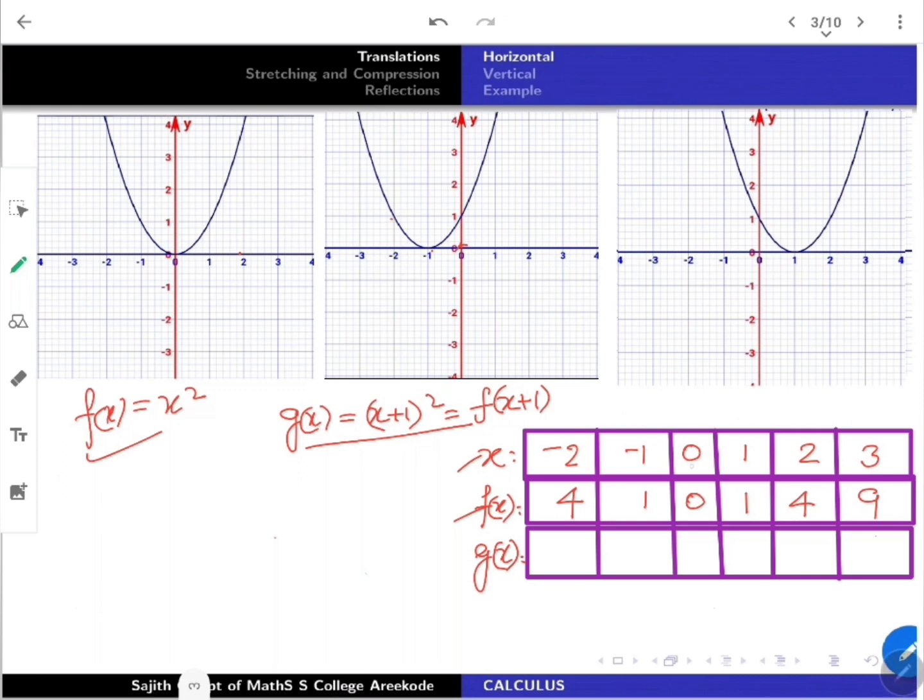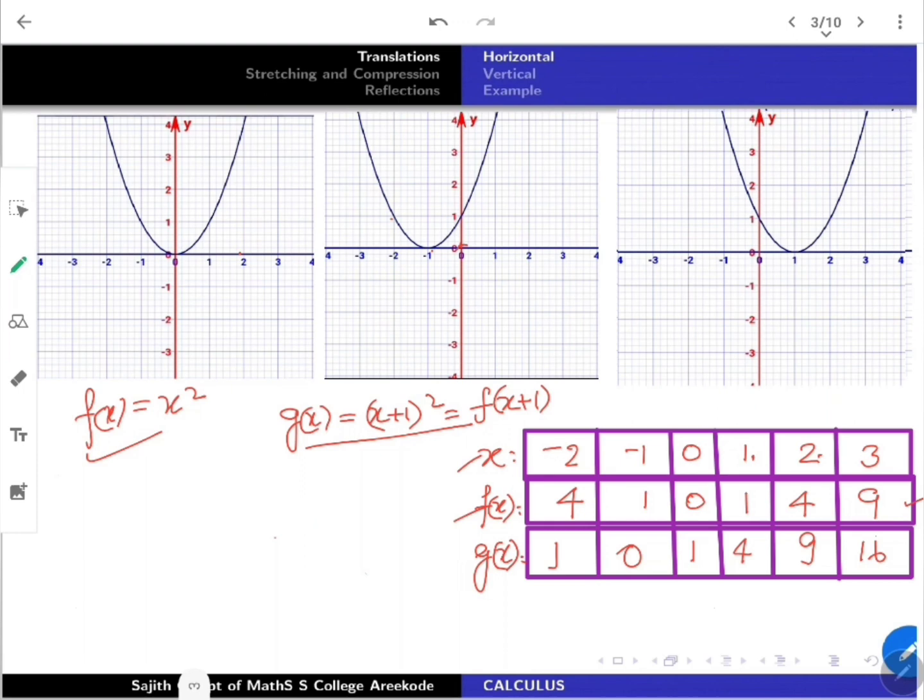Corresponding to 0, 1, 2, 3 or minus 1, minus 2, we are plotting all the points y's here. So g of x values are x plus 1 square, which means corresponding to 0, I will be getting 1 square, it will be 1. For x value 1, I am going to get 4. For x value 2, I am going to get 9. 3 corresponds to 16. And minus 1 corresponds to 0. Once again, minus 2 corresponds to 1. This is what is going to happen.